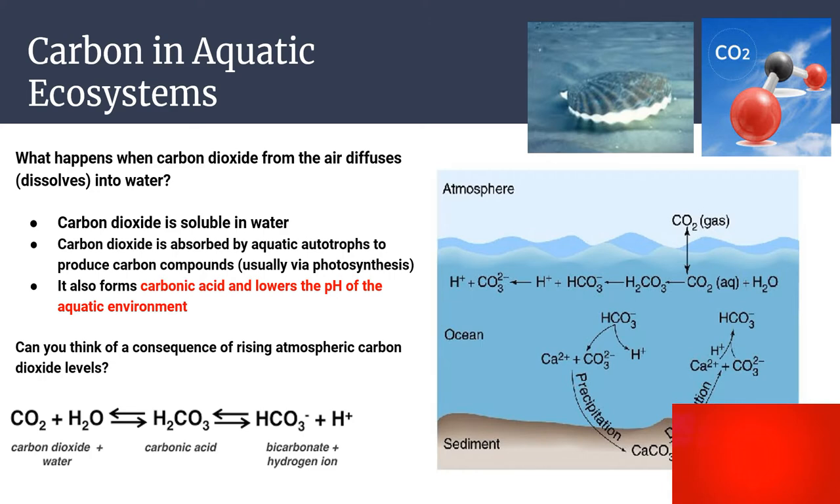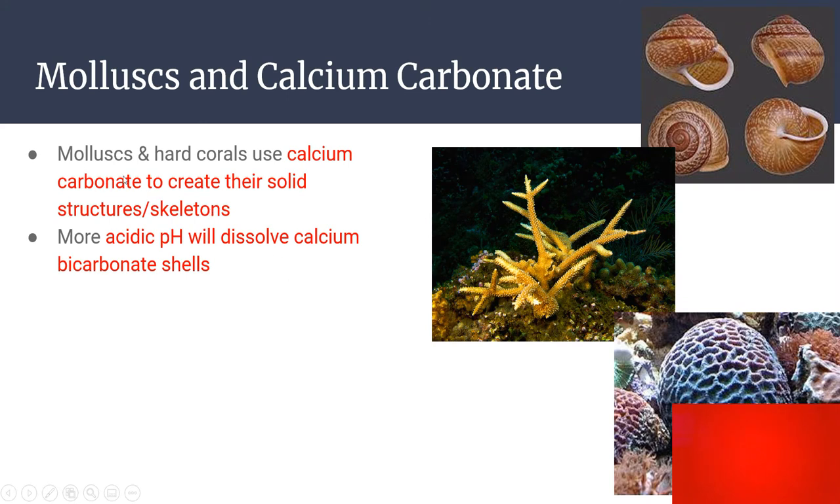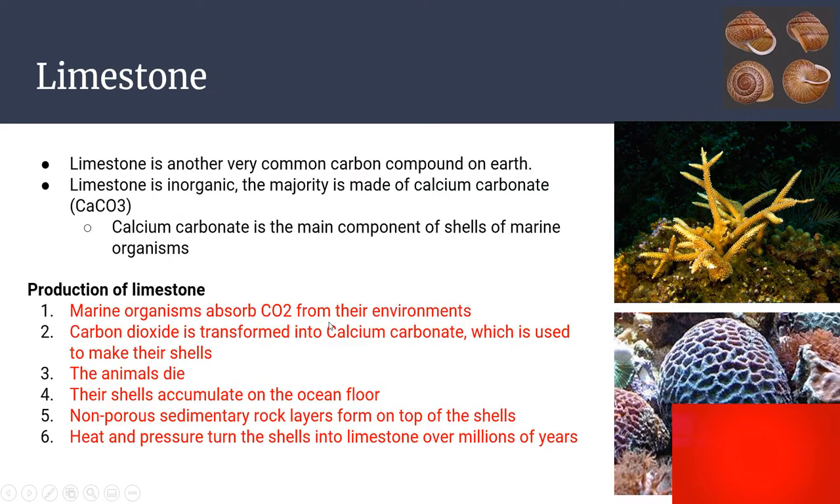Well, chemistry is the same whether you're in the ocean or in your kitchen, and basically the same thing is going to occur with our poor little animals, right? The mollusks and the hard coral use that calcium carbonate to create their solid structures and skeletons. So it's a problem when the pH drops because it's going to dissolve those shells, and it's going to basically kill them, right? So that's our poor mollusks.